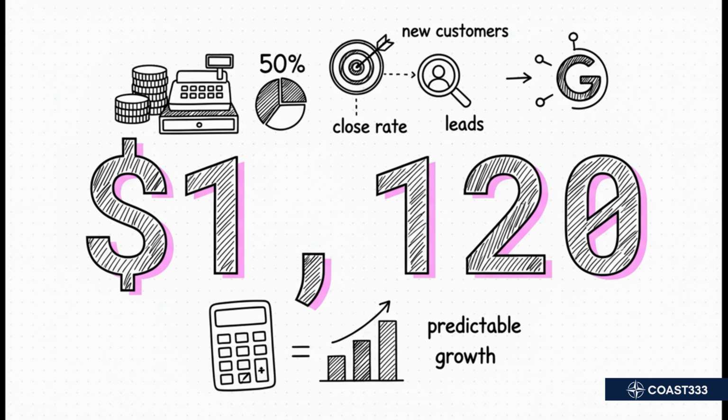So if your average lead costs you $70, you just multiply 16 leads by $70. And there it is. Your minimum budget to hit your goal is $1,120. No guesswork, just simple math.